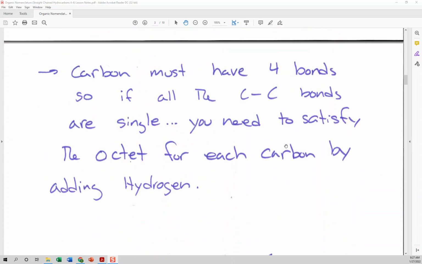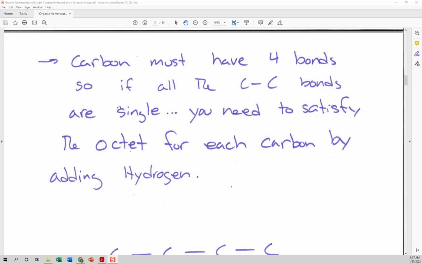So what does that do? All right, so the first thing we have to know about carbon is that carbon in these organic compounds, in these organic structures, has to have 4 total bonds, okay? All right, and so if you have an alkane, you have carbon-carbon bonds, okay? You need to satisfy the octet for each carbon by adding hydrogen.